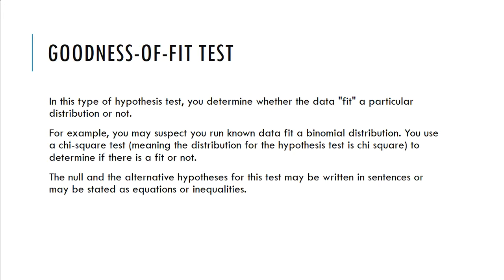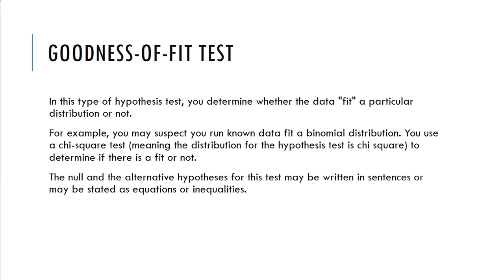So the first thing we're going to do is the goodness of fit test. In this type of hypothesis test, you're determining whether the data fits a particular distribution or not. For example, you may suspect your known data fit a binomial distribution. And a binomial distribution is almost like a yes or no question: is this going to happen? Yes or no. So you use a chi-squared test, meaning the distribution for the hypothesis test is chi-squared, to determine if there's a fit or not.